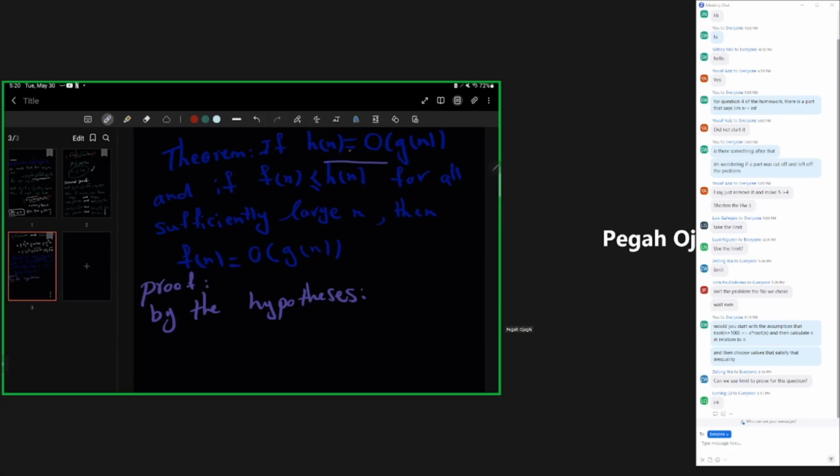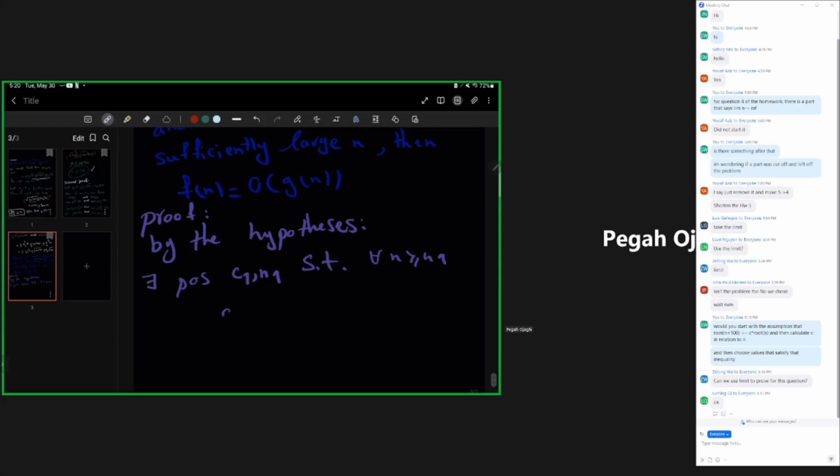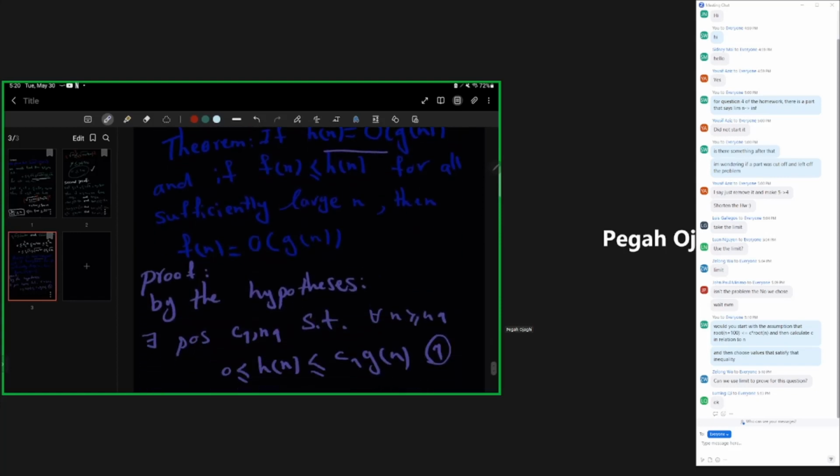When I say h of n is big O of g of n, it means there exist positive C1 and N1 such that, this is the definition, for all n greater than N1, what am I gonna have? I'm gonna have h of n greater than 0, less than C1 g of n. This is the definition of big O of g of n.